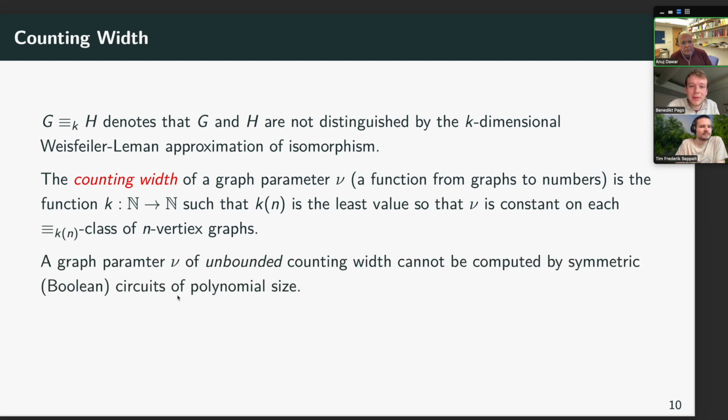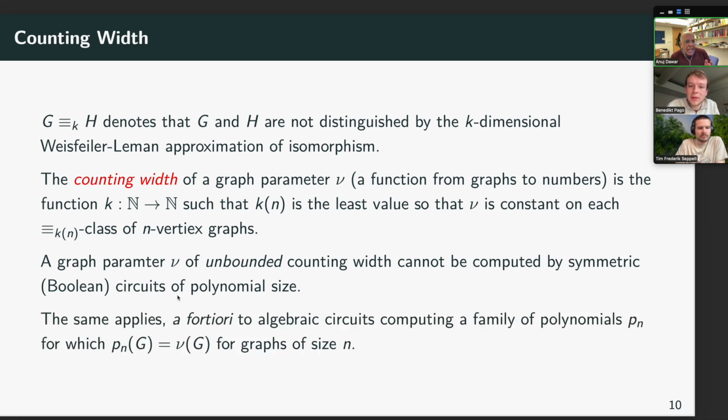Well, if this function k(n) is unbounded, we know that any graph parameter of unbounded counting width cannot be computed by symmetric Boolean circuits of polynomial size. And necessarily, this means that algebraic circuits which compute a family of polynomials, where evaluating the polynomial gives you this graph parameter, must also be of superpolynomial size. So this connection between counting width and circuit complexity was established in prior work. And I think it's worth mentioning, it's not on the slide, Dvořák's result, which characterizes k-dimensional Weisfeiler-Leman equivalence in terms of homomorphism counts from graphs of bounded tree width, which connects it back to the thing we're studying.